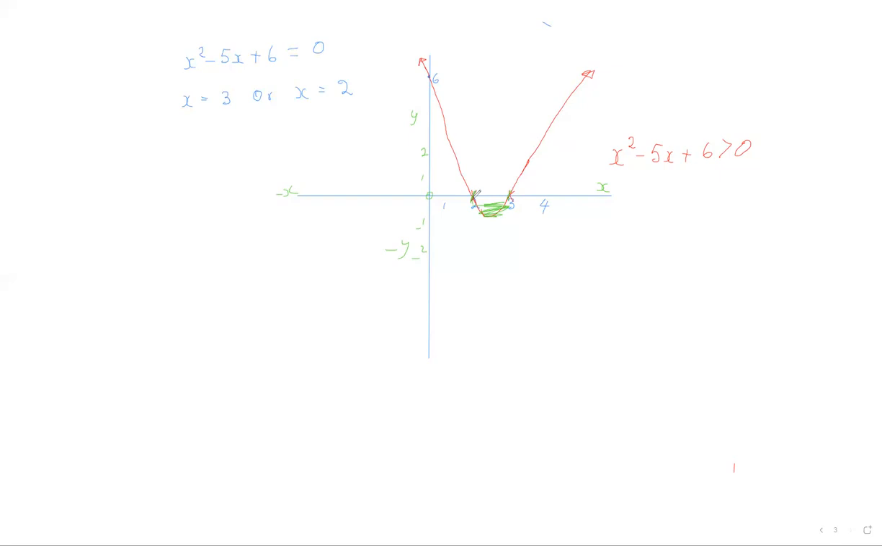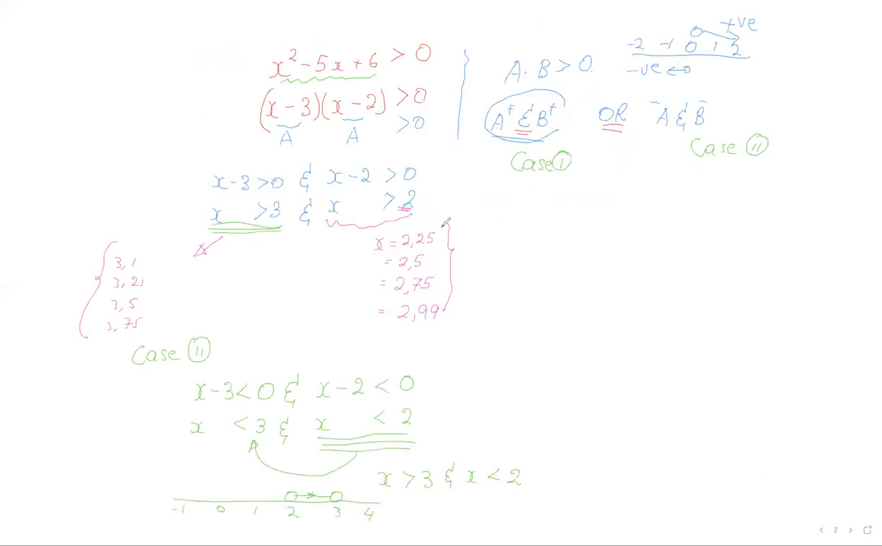Anything less than 2, the graph is positive, because at x equal to 2, the graph is 0. At x equal to 2, y is 0. Therefore, as the x-intercept, you can see that anything greater than 3 and anything less than 2, the graph is positive. Let's look at this one here.